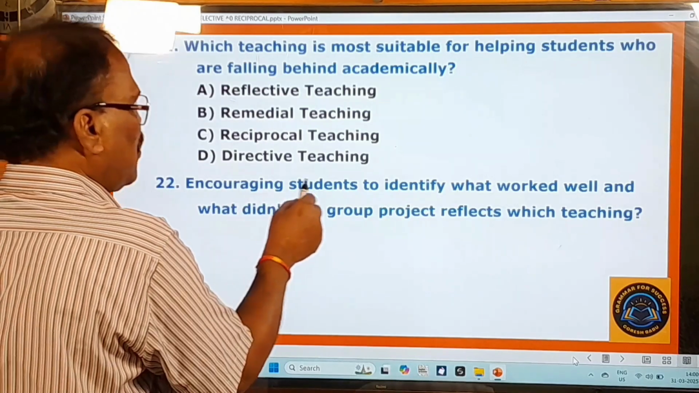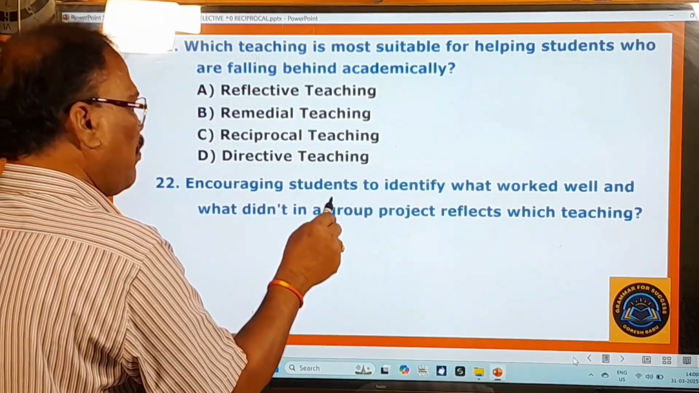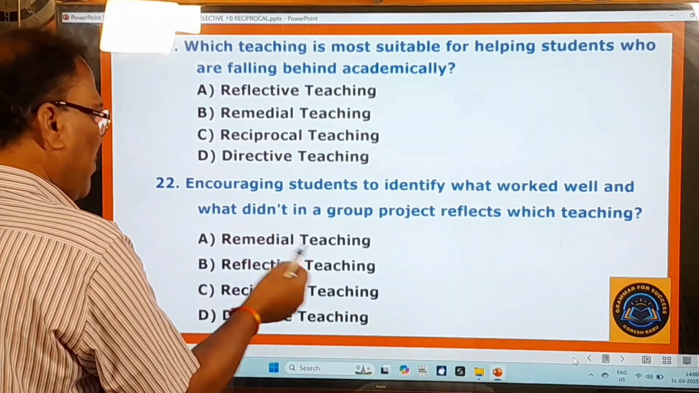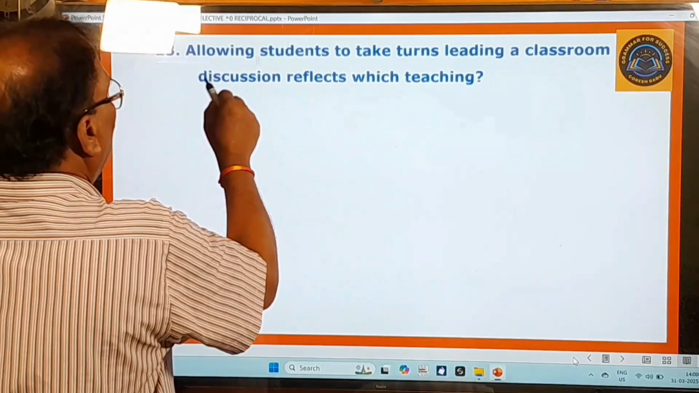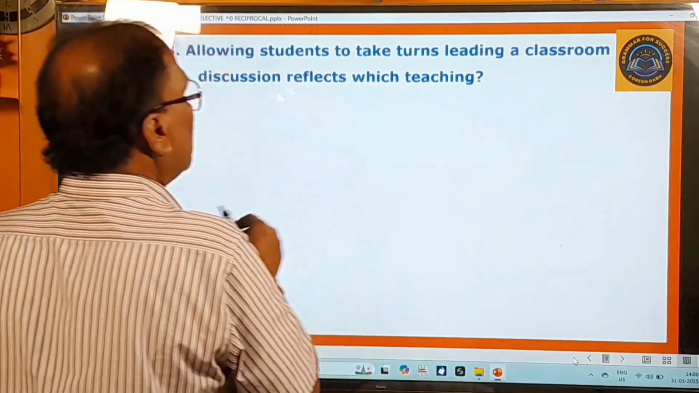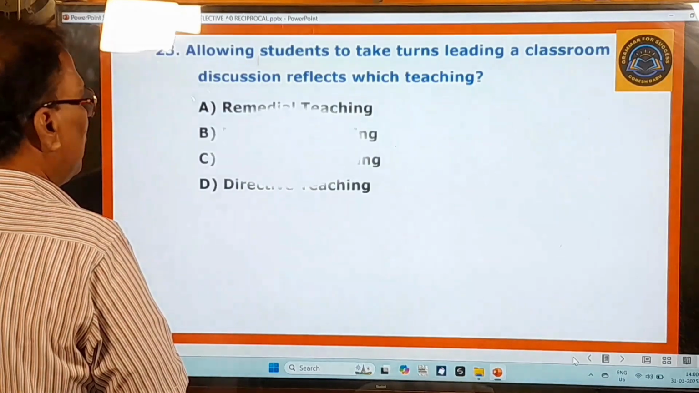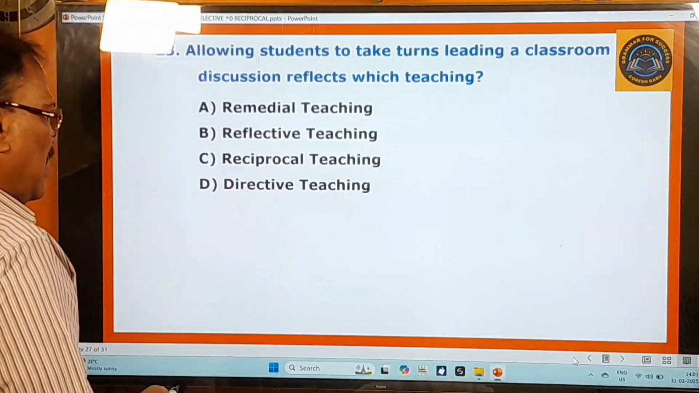22nd one. Encouraging students to identify what worked well and what didn't in a group project reflects which teaching? Remedial teaching, reflective teaching, reciprocal teaching, directive teaching. 23rd question. Allowing students to take turns leading a classroom discussion reflects which teaching? Remedial teaching, reflective teaching, reciprocal teaching, directive teaching.